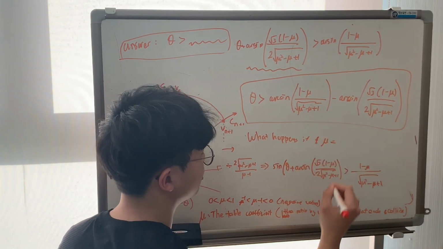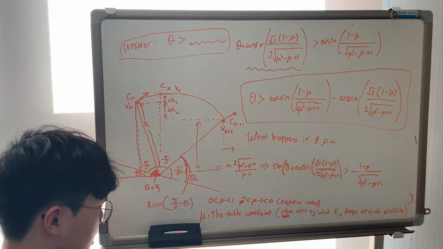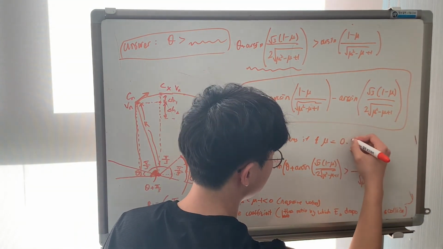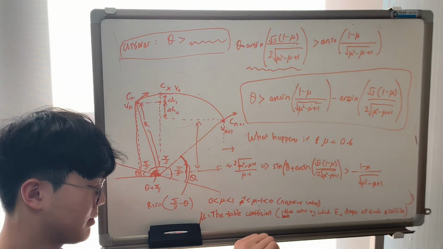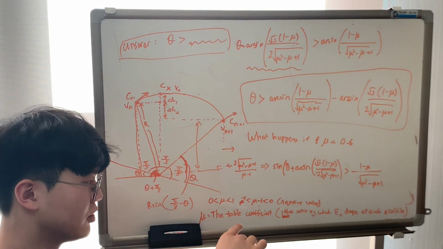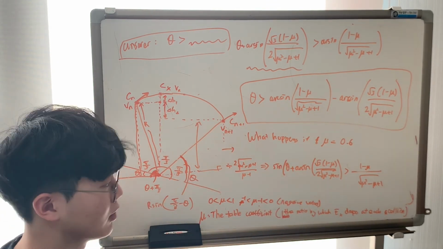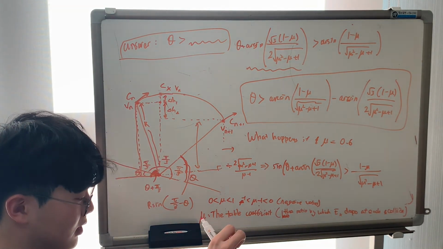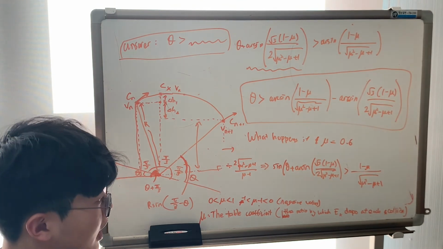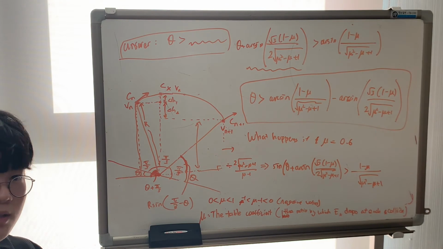let's say mu is equal to 0.6. So every time the pencil collides with the table, 0.6 times the kinetic energy before the collision remains, and 0.4 of that is lost, because it's 0.6. So every time it makes contact, we multiply by 0.6. So what would happen if mu is equal to 0.6? What would that be?